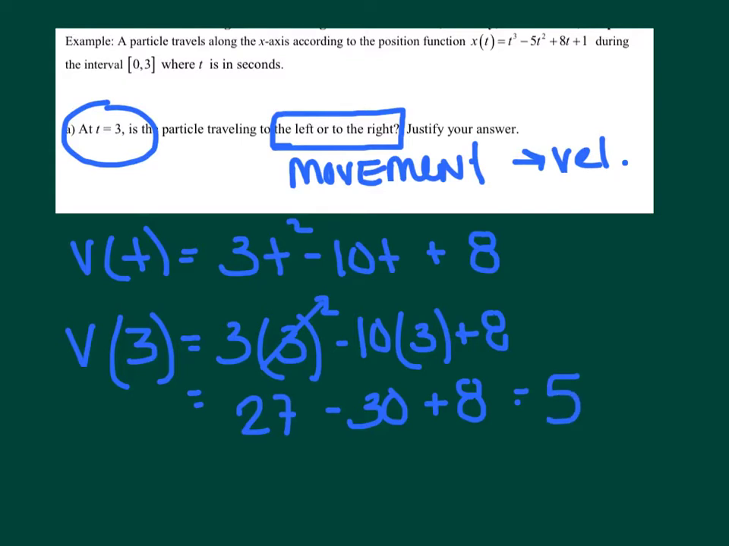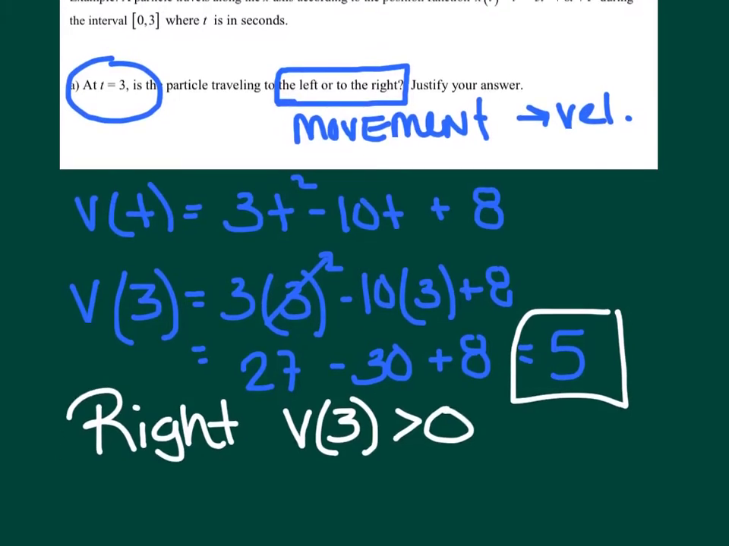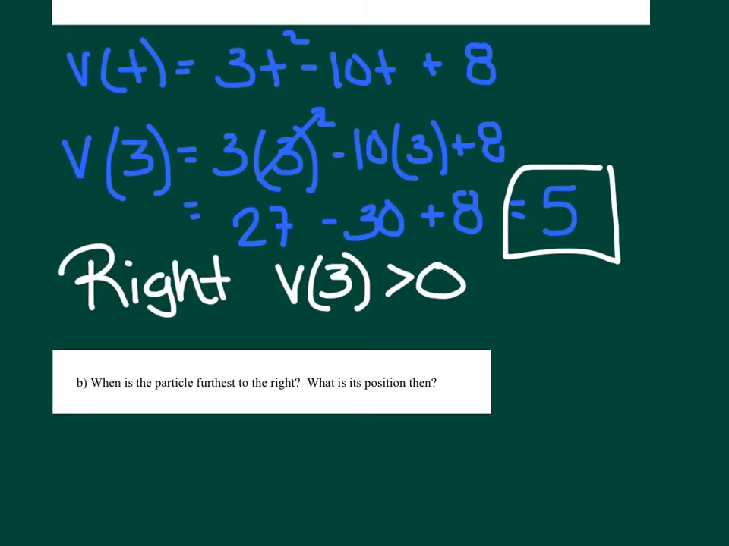Now, what does that tell me is happening? Well, I got a positive answer, so I can justify the particle is moving to the right, and my justification is not v of t, but specifically v of 3 is greater than 0. Notice I'm not saying it's equal to 5, I'm saying v of 3, specifically at 3, I get a positive number.